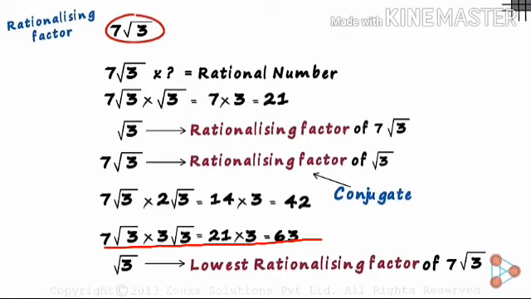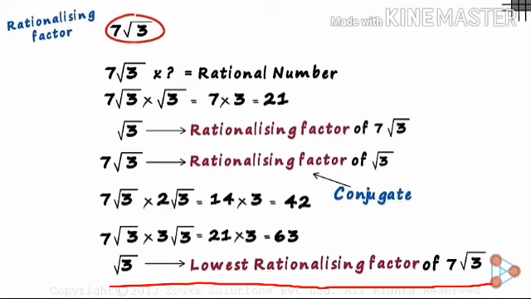7 root 3 into 3 root 3. 7 3s are 21, root 3 into root 3, 3. That is equal to 63. Here 3 root 3 is also called a rationalizing factor since the product is 63. It is a rational number. From this example, we notice that the rationalizing factor of a given irrational number is not unique. It is convenient to use root 3, the lowest rationalizing factor of 7 root 3.